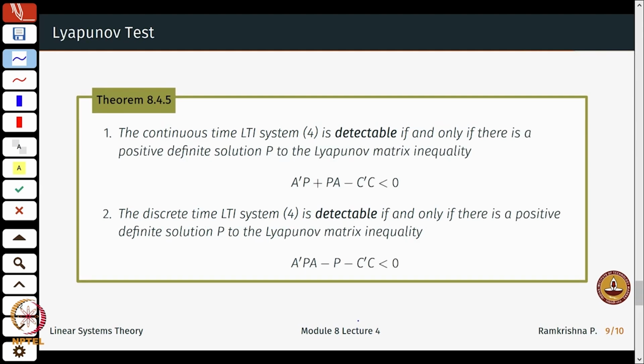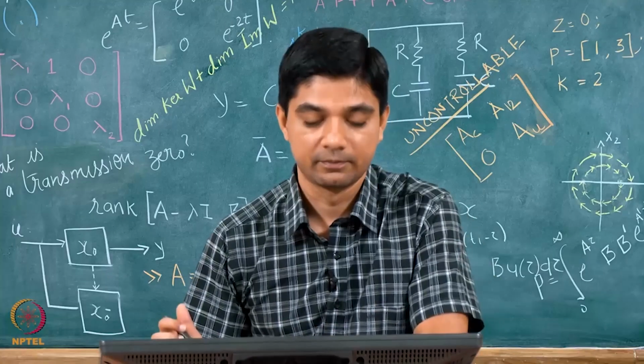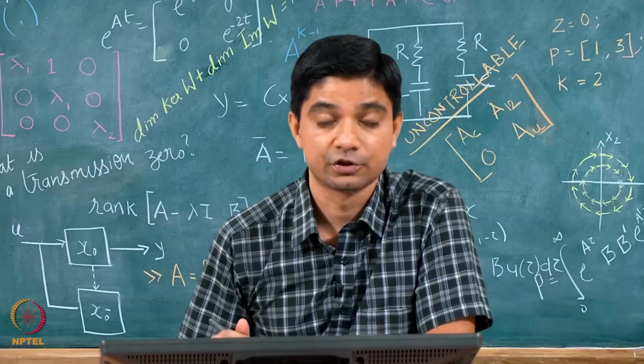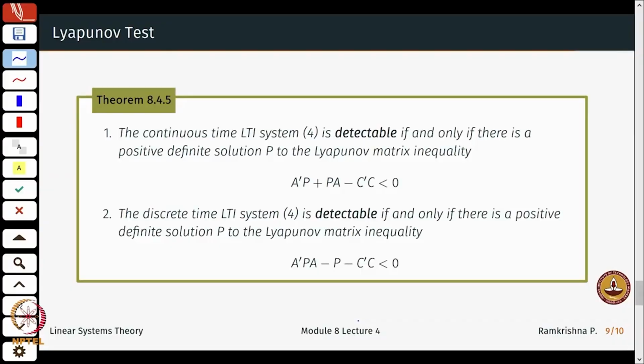So, the last result here, which again I will just state, the proofs are pretty easy to work out once you know the proofs for the controllability decomposition or the stabilizability case. So, the continuous time LTI system is detectable if and only if there is a positive definite solution to the matrix inequality, which looks like this for the continuous time and which looks this way for the discrete time.